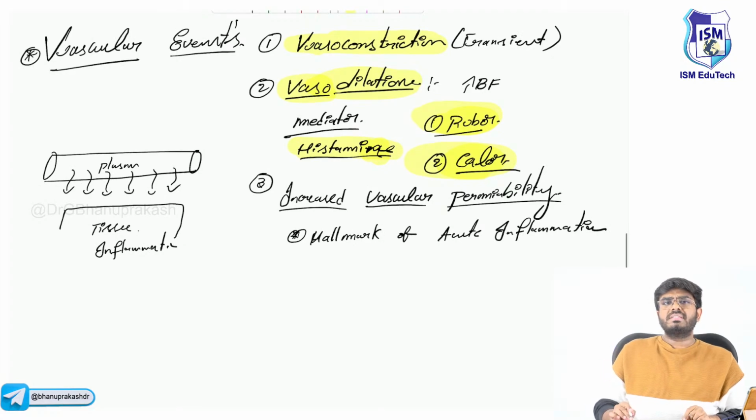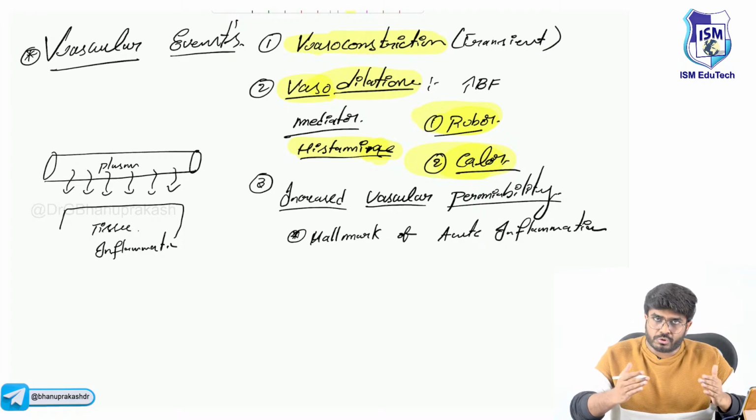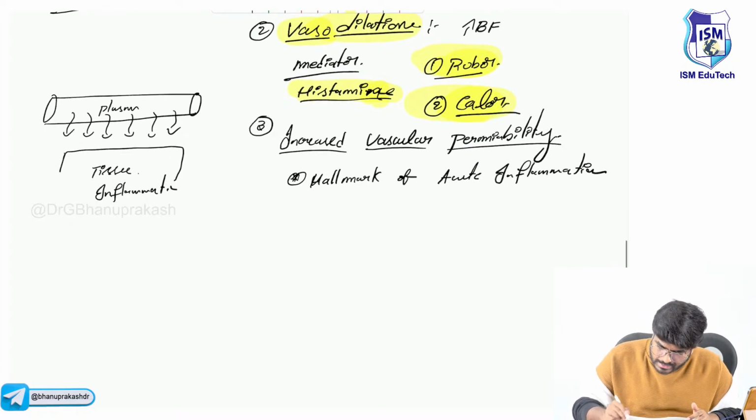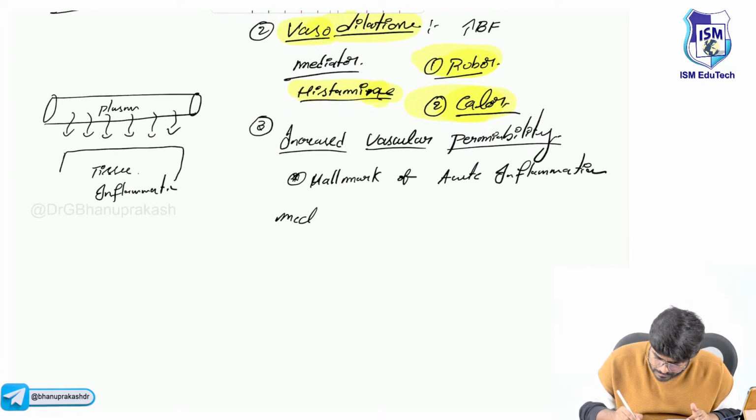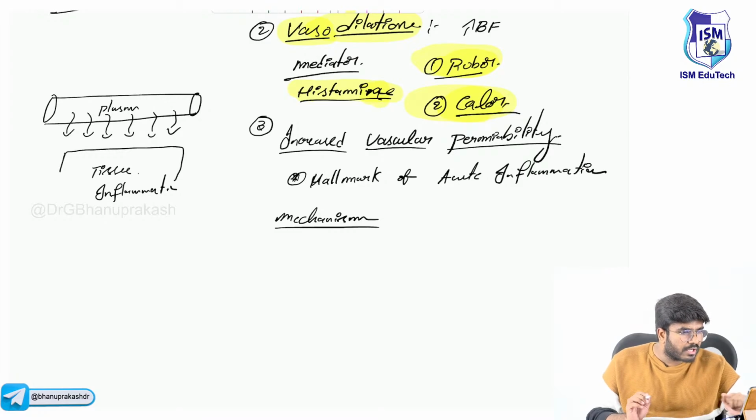Now my question to you is, what are the mechanisms? How does this increased permeability actually work? Why exactly is more plasma coming into the tissues? Let me write here the mechanisms of increased vascular permeability.